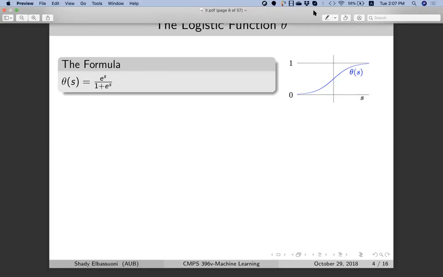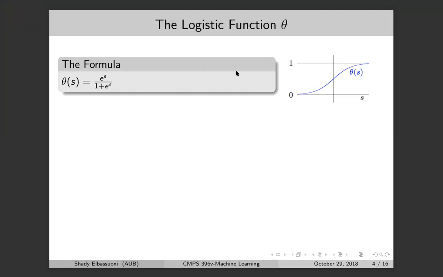Okay. 1 second. Let me see the chat. Limits, yes.